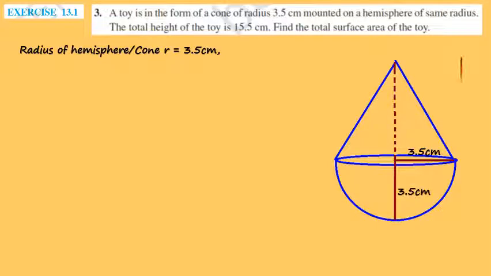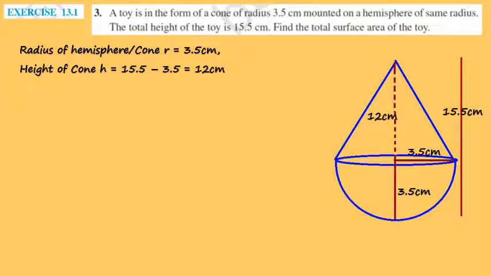Radius equal to 3.5 and total height is 15.5 centimeter. So what will be the height of the cone? Height of the cone will be 15.5 minus this 3.5, this radius we have to subtract. So it will be 12 centimeter.